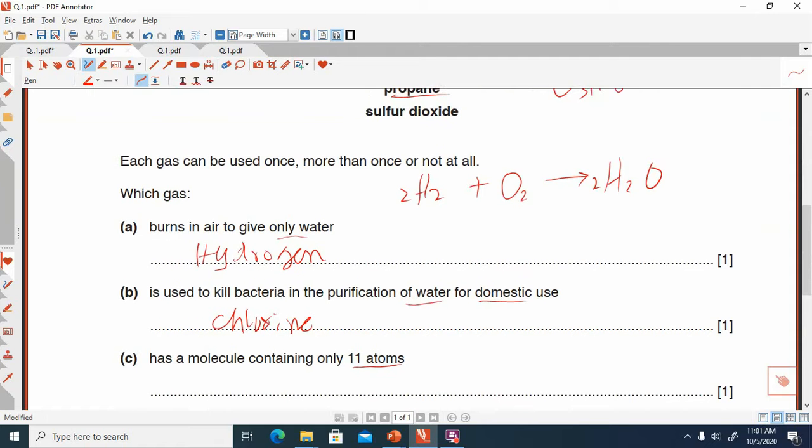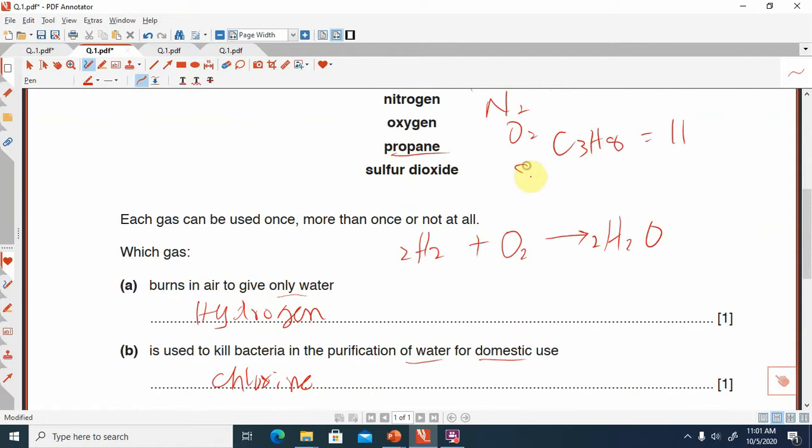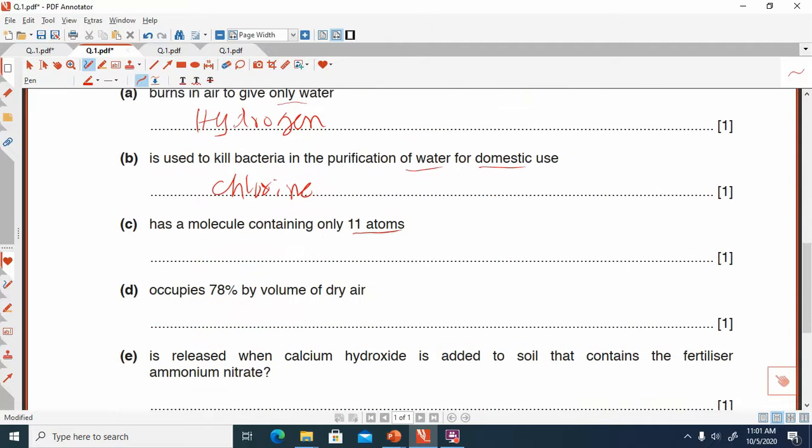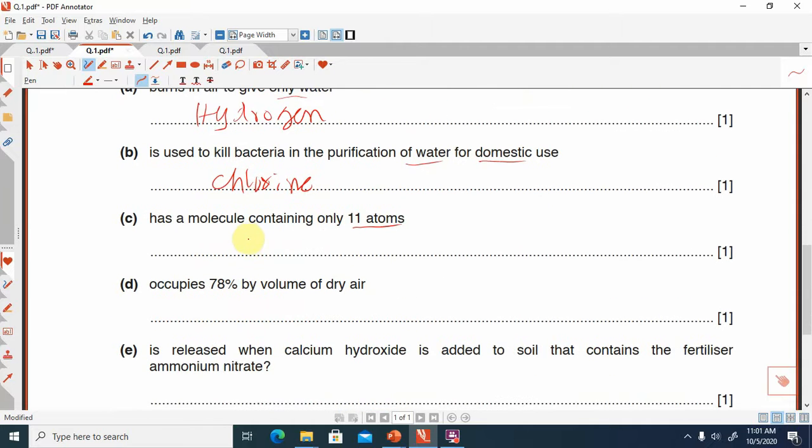And the last one is sulfur dioxide. Look at here, this is the formula of sulfur dioxide, so it will have only 3 atoms. So the answer will be propane, C3H8, so total are 11 atoms.